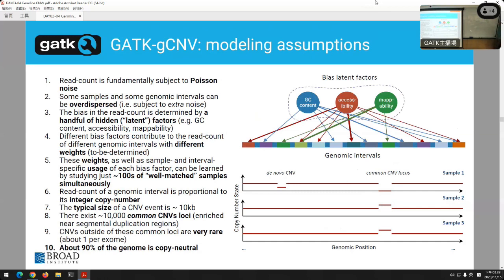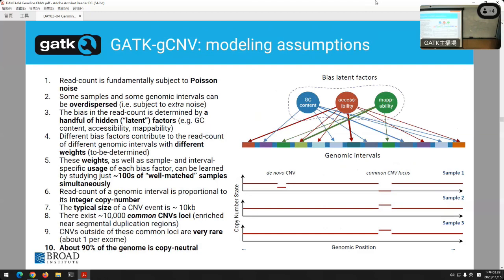Second, there are going to be some samples and some genomic intervals that are just messier than other intervals. They contain more noise, so we call that overdispersion. An example of that might be there was an issue in the library prep for a certain sample, and that shows up in the read count being more messy than in other samples.